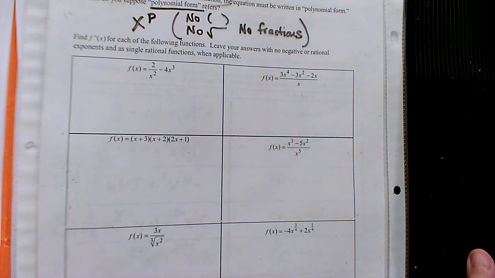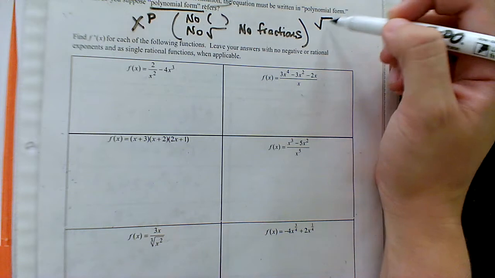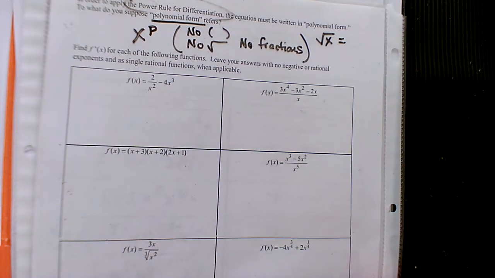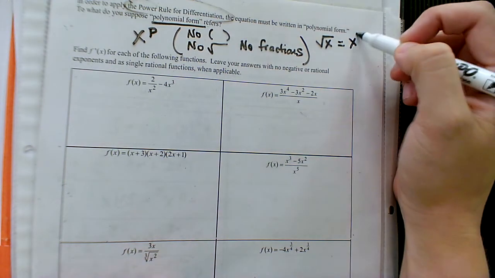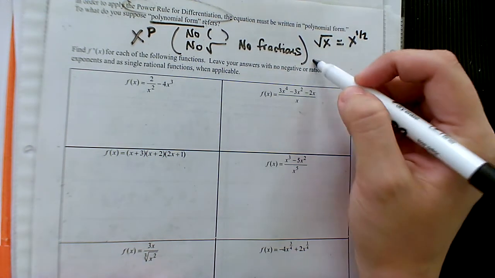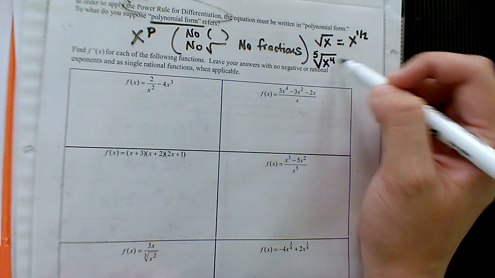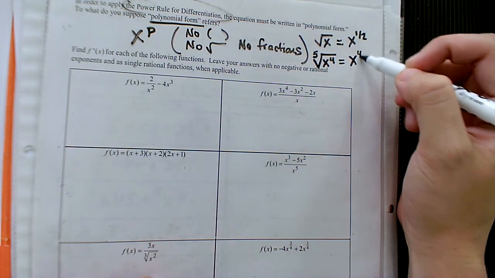So we might have to review something real quick before we tackle some of these other examples. Let's say, for instance, I had a square root. How can I write that in polynomial form? X to a power, yeah. X to the 1/2. What if I had, for instance, the 5th root of x to the 4th? Yeah? X to the 4/5.